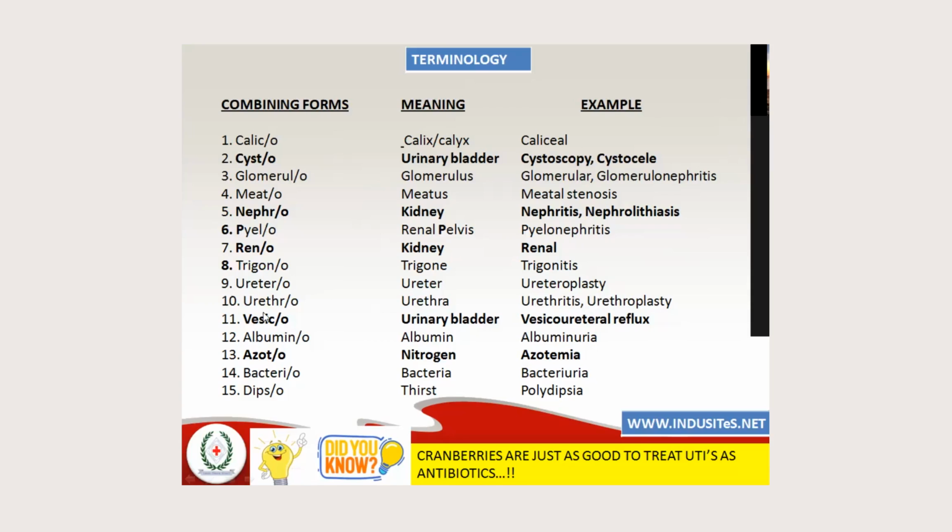Excellent. So next one, the 11th combining form in the series, that is vesico. Vesico stands for again urinary bladder, right? So we discussed about cysto also. Cysto is urinary bladder, and vesico also has the same meaning. It is also urinary bladder.